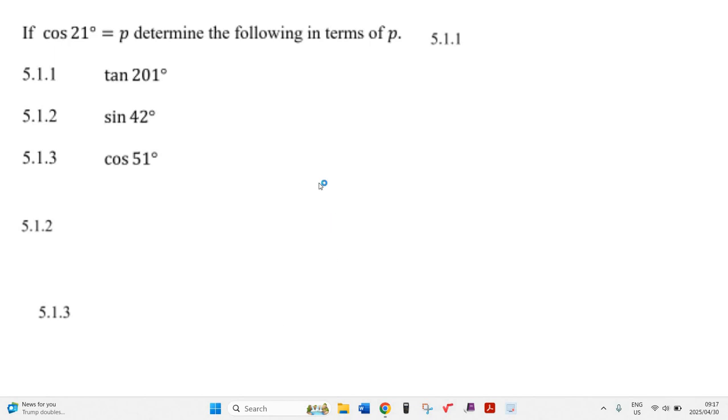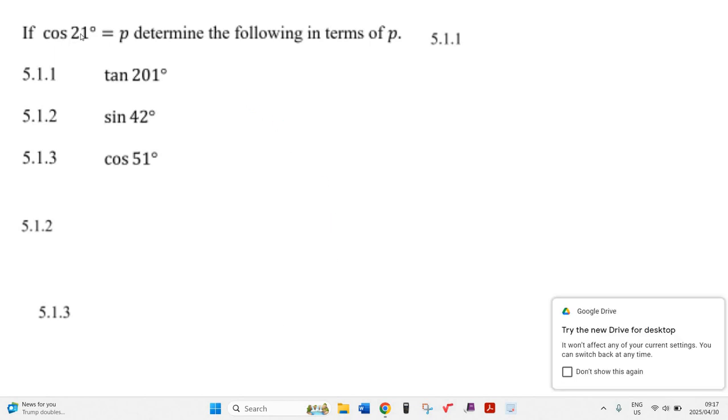Okay, let's try the first part of this trigonometry. It says the cosine of 21 degrees is equal to p. Determine the following in terms of p. The tangent of 201 degrees.